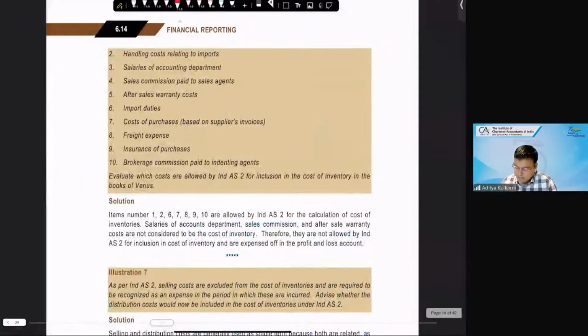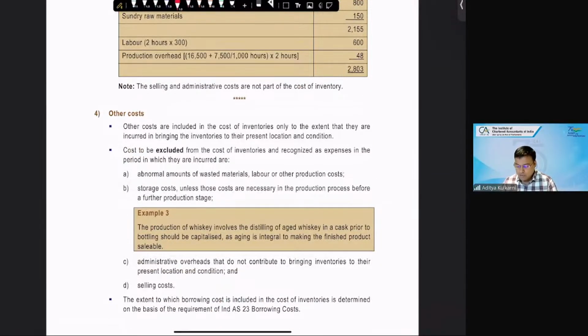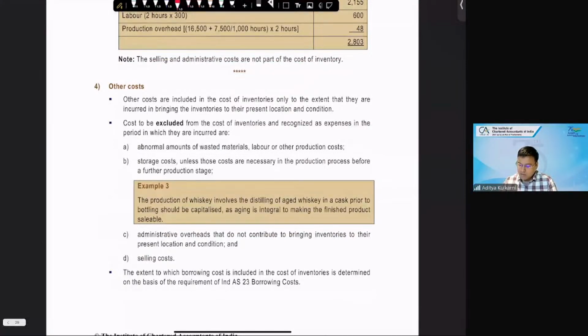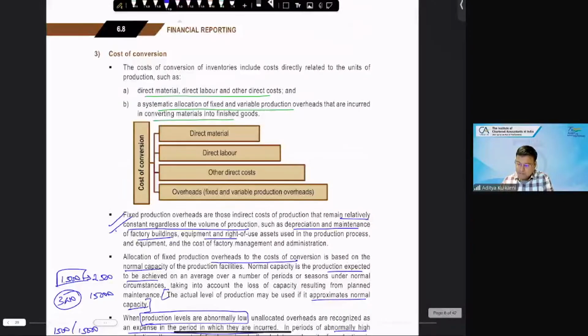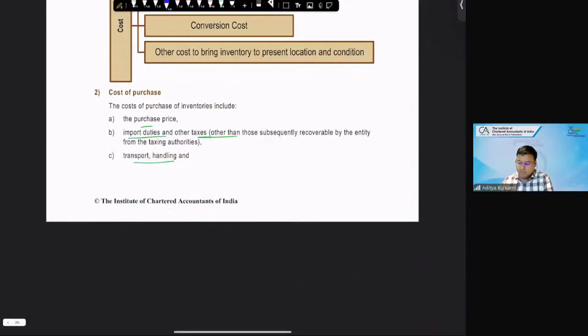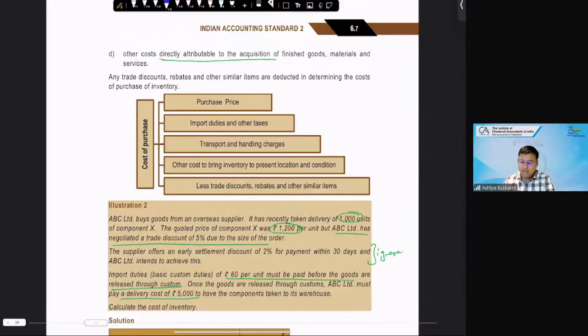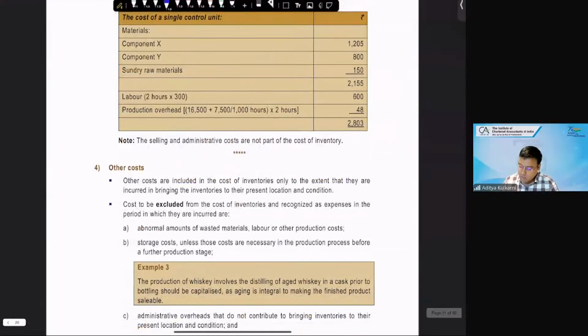So now coming back to our discussion. Conversion cost is done, joint cost is done. We shall now come to other costs. What does other cost mean? We discussed purchase price, we discussed conversion costs. Cost of inventories includes purchase, duties, transport, handling, other cost of conversion. So finally, we have other costs only to the extent incurred in bringing inventories to their present location and condition.